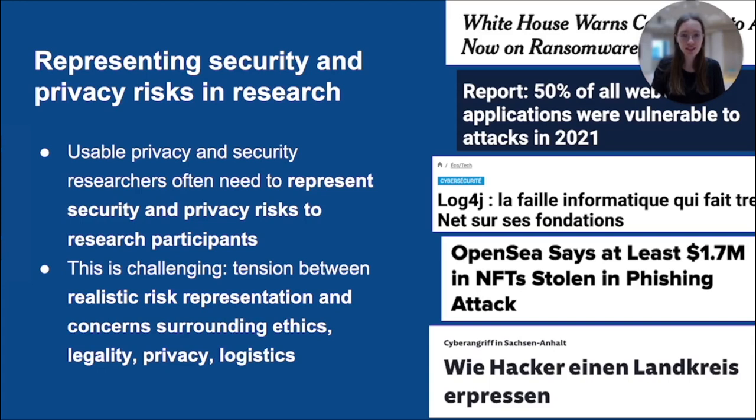For researchers designing a study, it is difficult to recreate a realistic experience of security and privacy risks in a research context. Researchers need to navigate trade-offs between realistic risk representation, ethical and legal concerns, and also consider logistical and privacy-related concerns at the same time. These are just some of the challenges that researchers in usable privacy and security face when designing user studies. In light of these challenges, we investigated which methods researchers use for privacy and security studies that include human participants, with a particular focus on the approaches researchers use to represent risk.